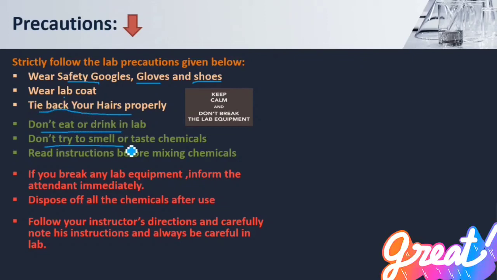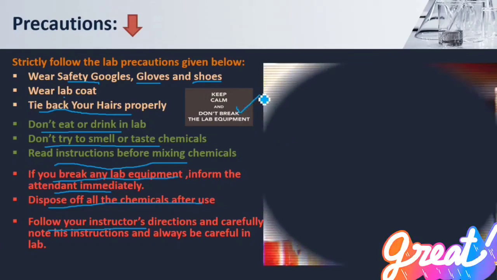Don't eat or drink in the lab. Don't try to smell or taste chemicals. Read instructions before mixing the chemicals because different chemicals have different reactions. If you break any lab equipment, inform the attendant immediately and do not try to pick it up bare-handed. Dispose of all the chemicals after use. Follow all the instructions given by your instructor and carefully note his directions, because it is very risky if you don't follow the instructions. So keep calm and don't break the lab equipment.